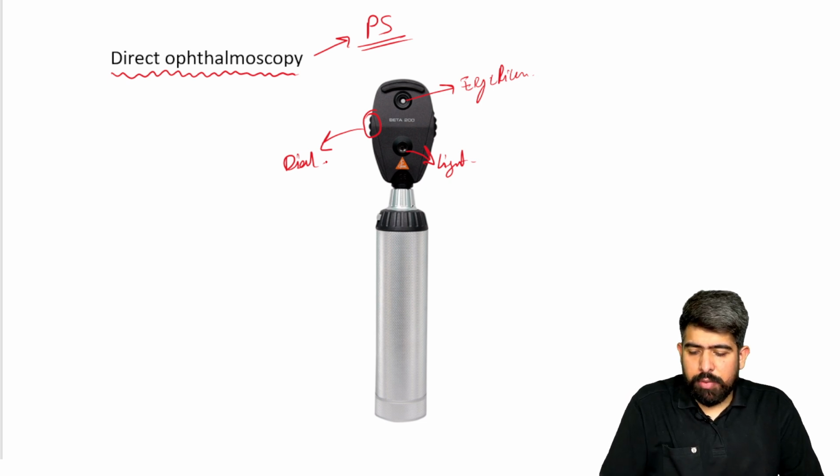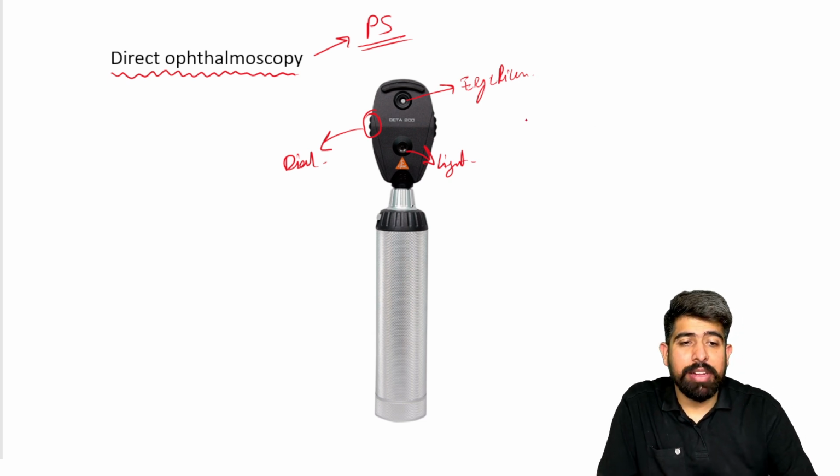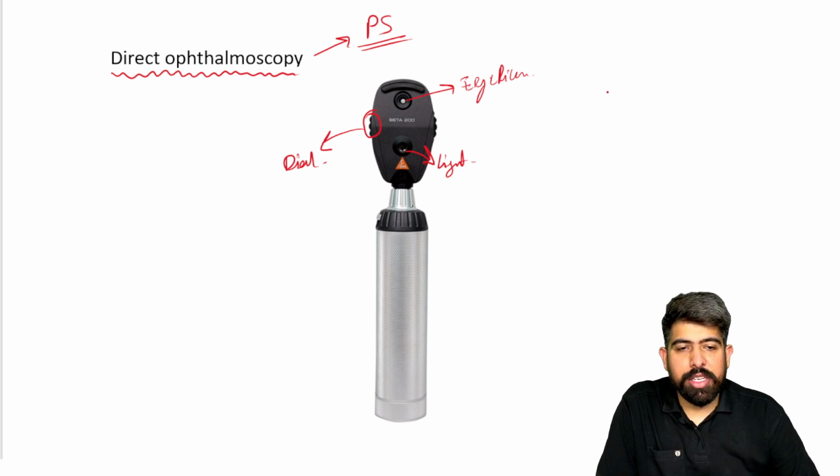So this is what we are seeing. Yes, from this direct ophthalmoscope we have to see the fundus, and it has more magnification. Just remember about it. How much will the magnification be? Can anyone of you tell me? Yes, it has 15 times magnification.